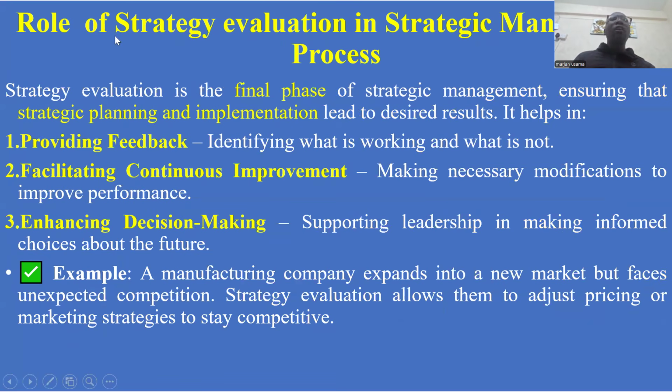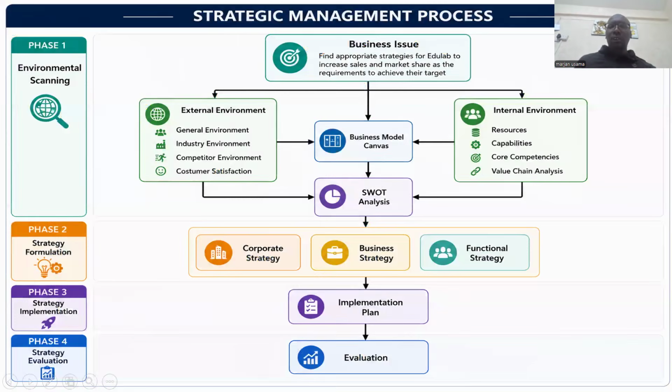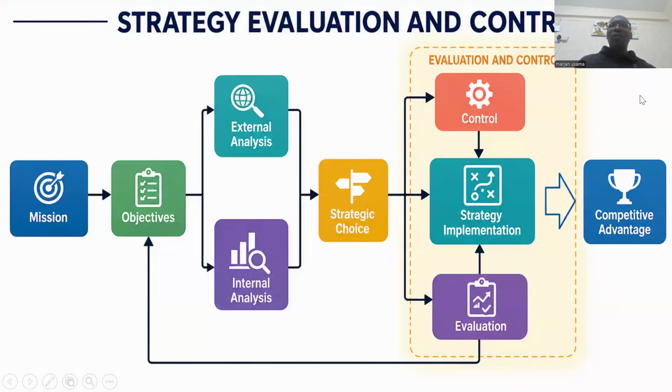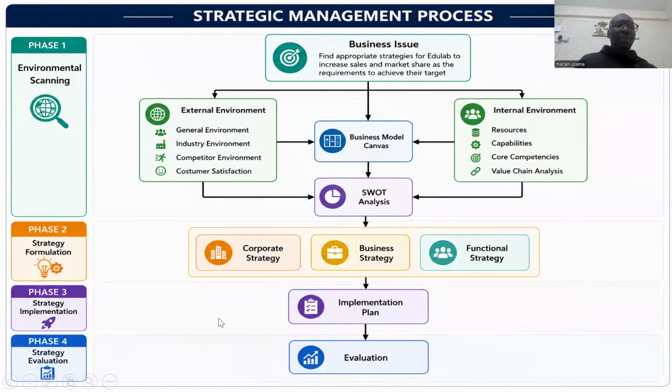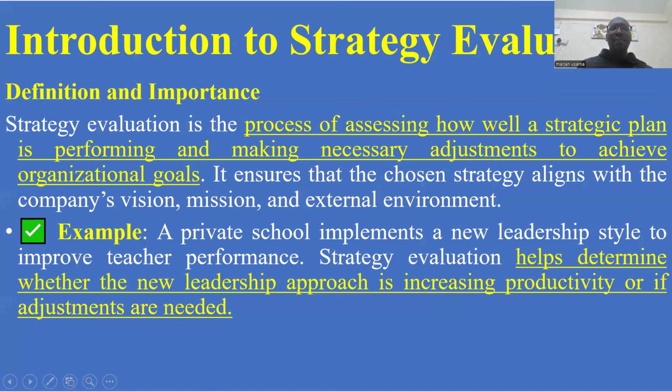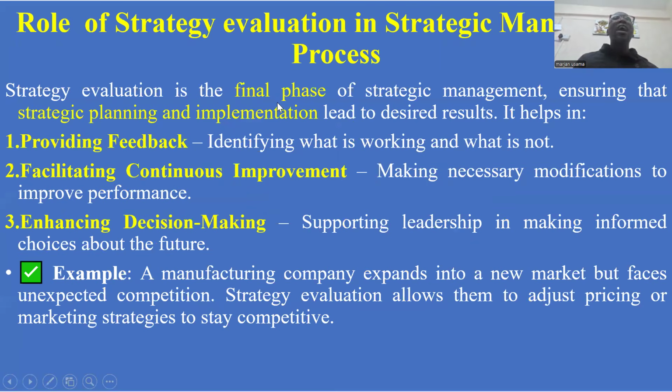Now, what is the role of strategy evaluation in the strategic management process? So this is the process we are talking about. What is the importance of this phase 4, which is strategy evaluation? It is the last phase. So is it important really? So strategy evaluation is the final phase of strategic management, ensuring that strategic planning and implementation lead to desired results. So this is the phase that will enable us to know we've achieved.